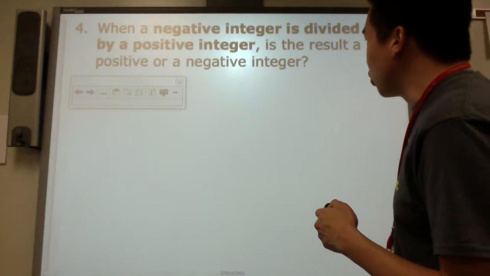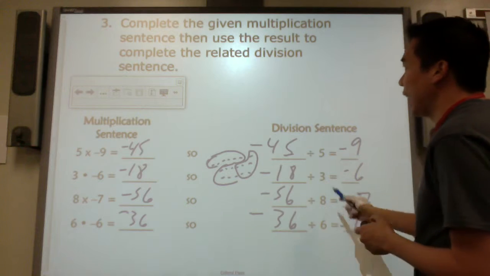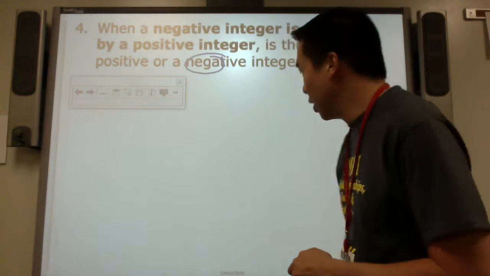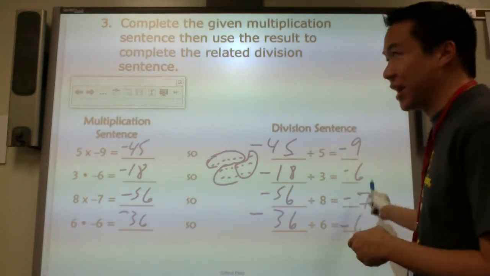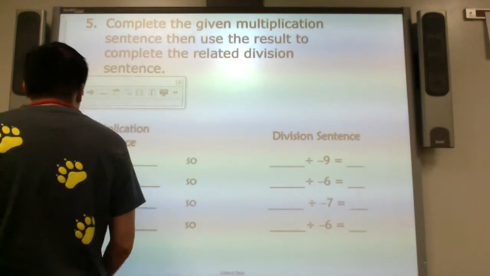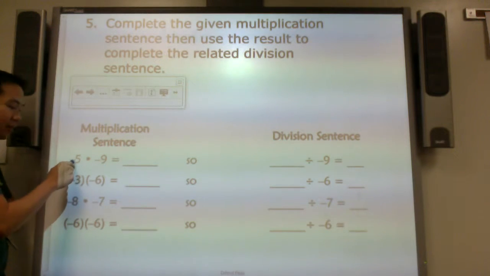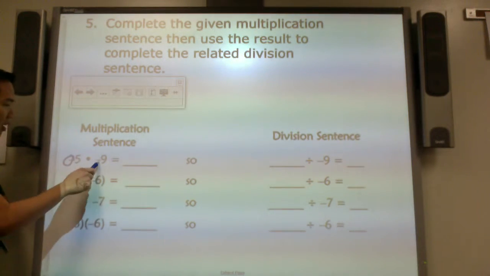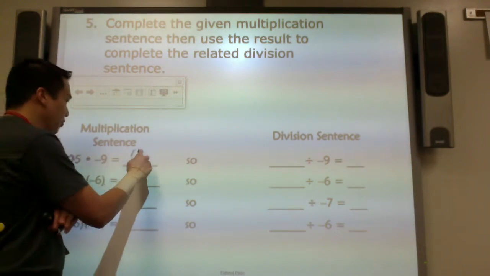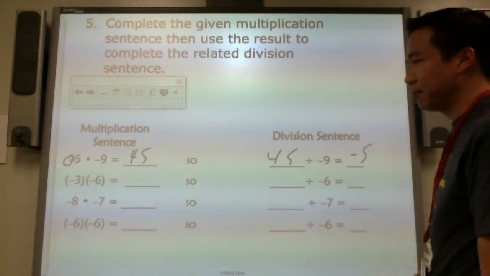When a negative integer is divided by a positive integer, the answer is negative or positive? It's negative. Let's look at an example. Negative divided by positive is negative. Complete the given multiplication sentence, then use the result. -5 times -9. The opposite, remember, this is opposite. The opposite of 5 groups of -9. 5 groups of -9 is -45. Opposite is 45. So 45 divided by 9 is -5.